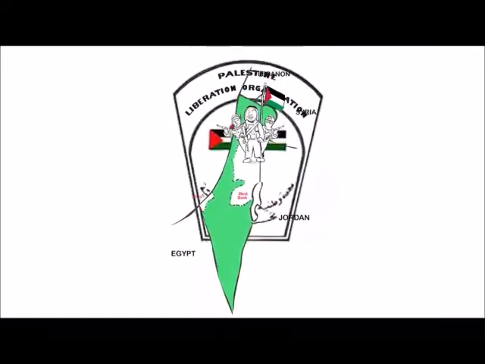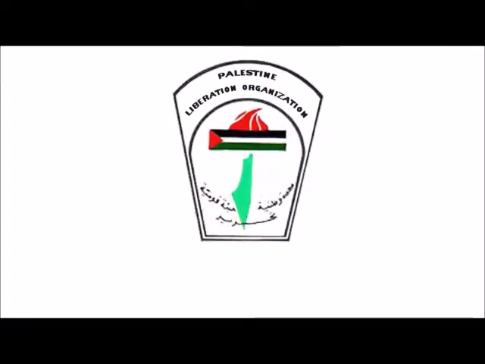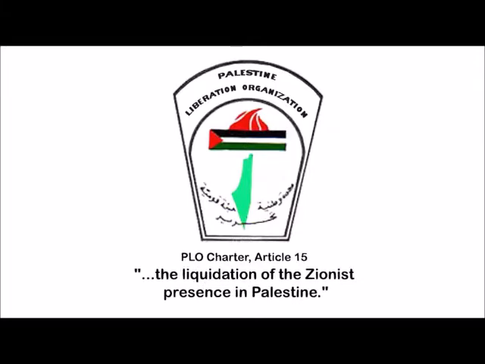The PLO emblem gives us the answer. The PLO was created to remove by force the entire state of Israel from the map of the Middle East, a goal clearly stated in their charter. This goal was not new. The PLO was continuing a long Arab history of saying no. No to the national self-determination of the Jewish people. No to recognizing the Jewish ancestral homeland.